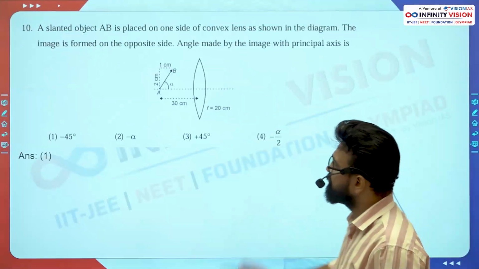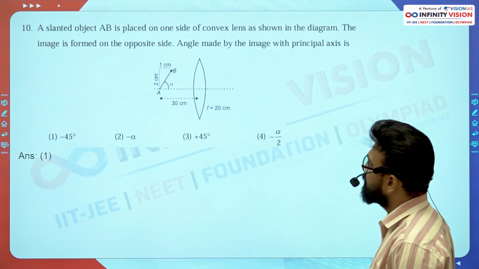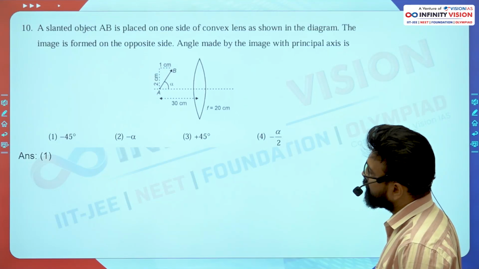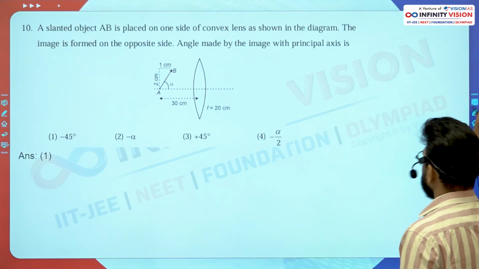Okay. Next. A slanted object AB is placed on one side of a convex lens as shown in the diagram. The image is formed on the opposite side. What is the angle made by the image with the principal axis?